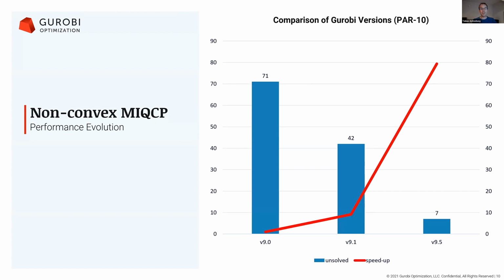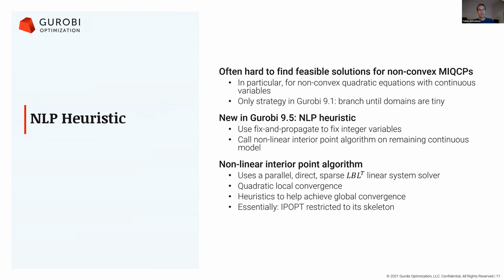But I have to say this test set is just a few hundred models, so 400, 500 models or so, while for MI/LP we have a test set that is 10 times as large, so more than 5,000 models. So the results here have to be taken with a little bit of a grain of salt. Okay, but back to this heuristic that I was talking about.